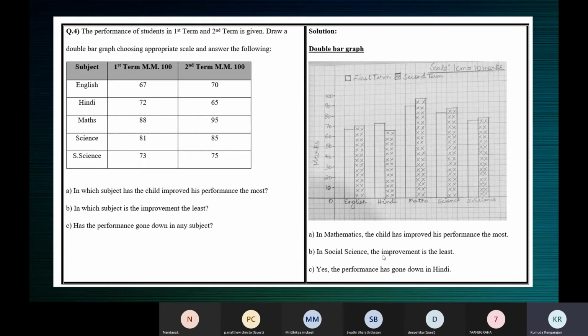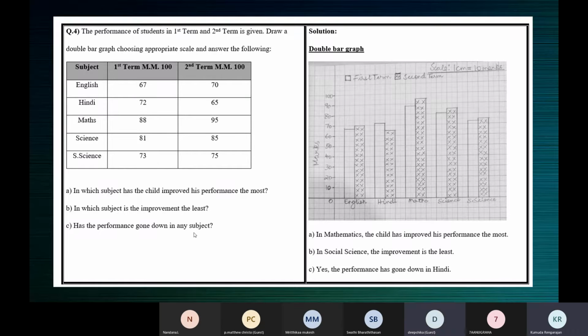So in social science, are we all following? Yes, ma'am. What about the others? Deepika, Deepshika. Anugraha, Matthew, Nandana. Yes, ma'am. First term marks, second term marks. So there is improvement by 2 marks, by 4 marks, by 3 marks, and by 7 marks. So least improvement is in social science.